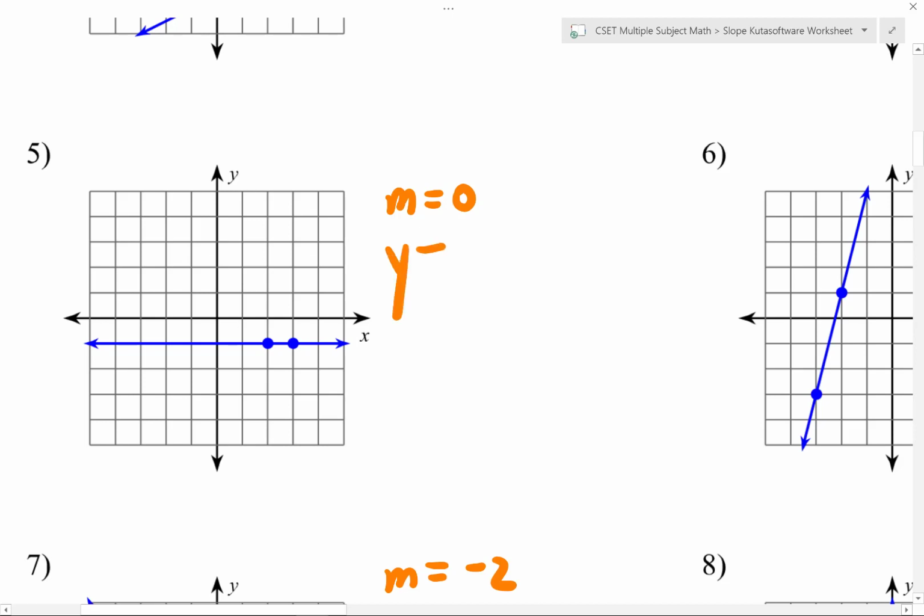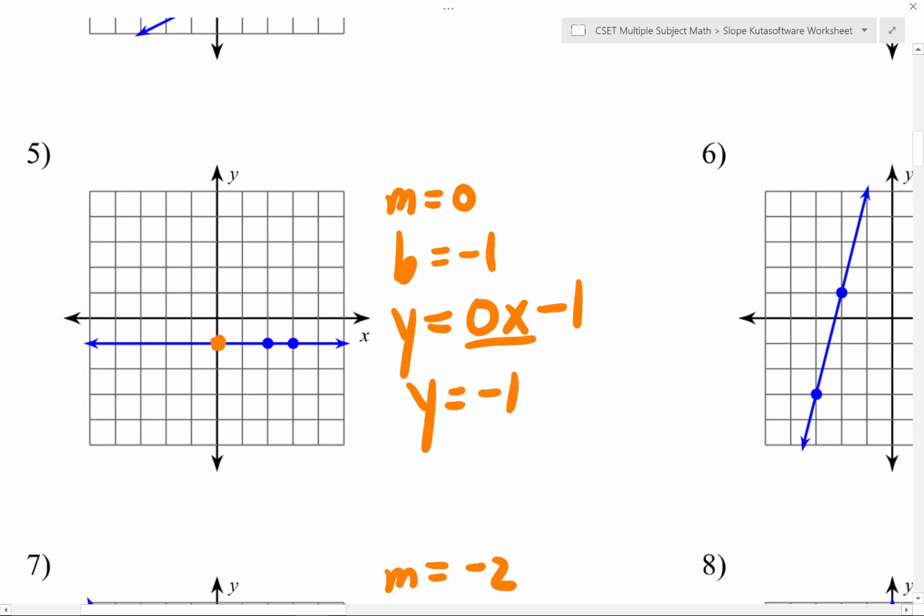We do it again. So this one it feels different, but it's no different. The b is -1, that's where it crosses. So the b is -1. So y equals mx plus b, and 0 times x is just 0. So y equals -1 is the equation of this line.